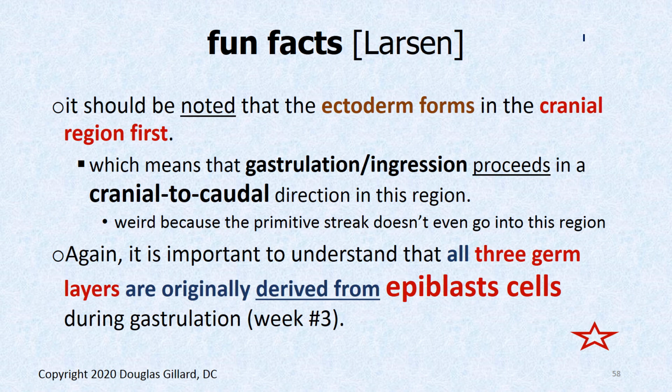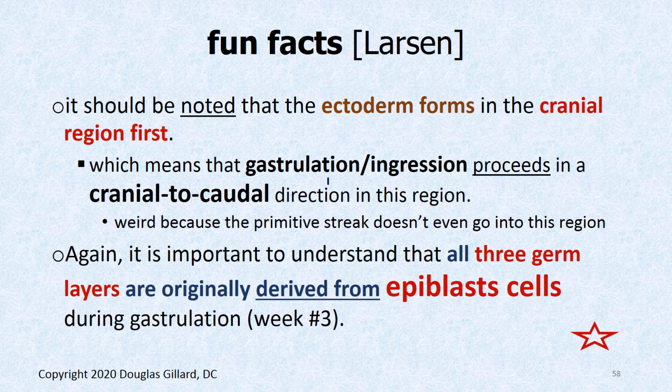How about some fun facts? We've got to do fun facts. It should be noted the ectoderm forms in the cranial region first. So the epiblast cells start morphing into ectoderm away from the primitive streak. See why that's so weird? Because remember, the primitive streak is in the caudal region, and the ectoderm forms first in the cranial region. So that's kind of a mystery why that happens. And then it kind of sweeps backwards.